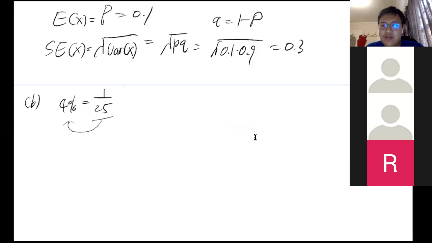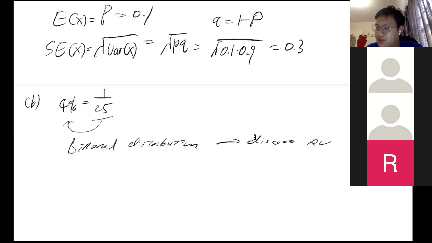essentially we have 25 students, and each student is a Bernoulli trial. That means the 25 students together form a binomial distribution. 25 Bernoulli trials is a binomial distribution, and a binomial distribution is a discrete random variable. It's not a continuous random variable. Usually if we use percentages, we're dealing with a continuous random variable. But right now, we're talking about a discrete random variable, so a fraction is a better visualization of it. And we know that it's a binomial trial.